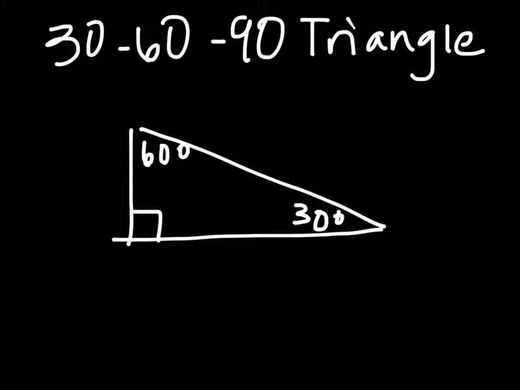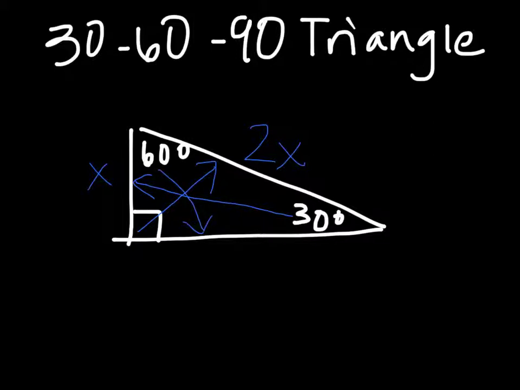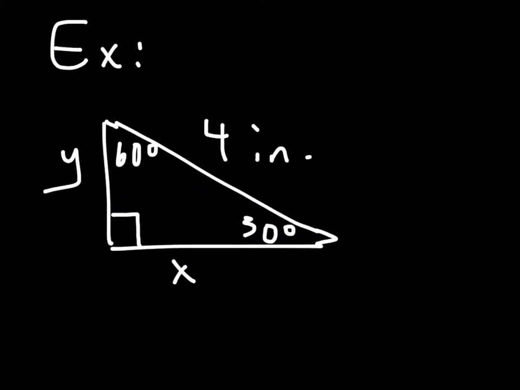The side that is across from the 30 degrees, we're going to call x. It's the shortest side. The side that's across from our 90-degree angle, the hypotenuse, is going to be 2x. It's going to be 2 times the length of that shorter side. And this middle side that's across from the 60 degrees is going to be the short side, the length of x, times the square root of 3. Let's look at an example.